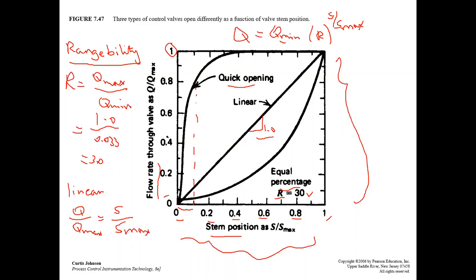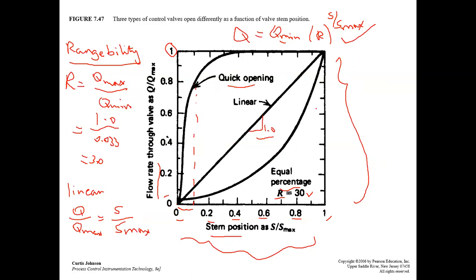Now, if S is equal to S max, then S max over S max is 1. So 30 to the power 1 is 30, times 0.033, equals 1. So this formula describes the full curve, and it is exponential.